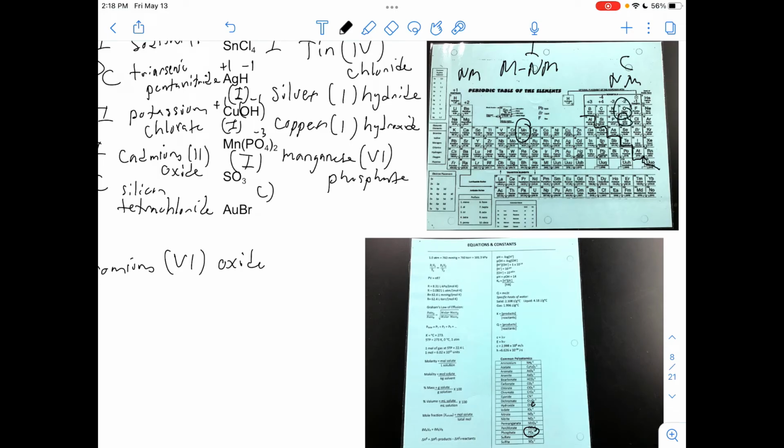Okay, the next one, SO3. Notice S and O, they're both nonmetals, so it is covalent. So we're going to use prefixes. Sulfur trioxide.